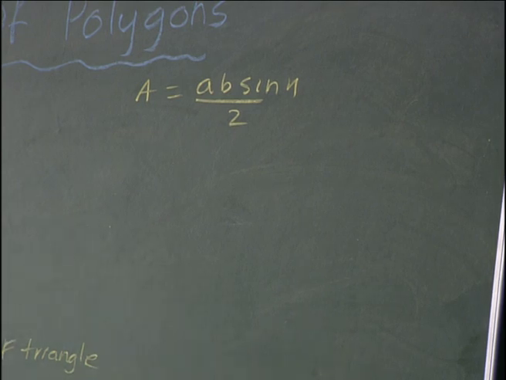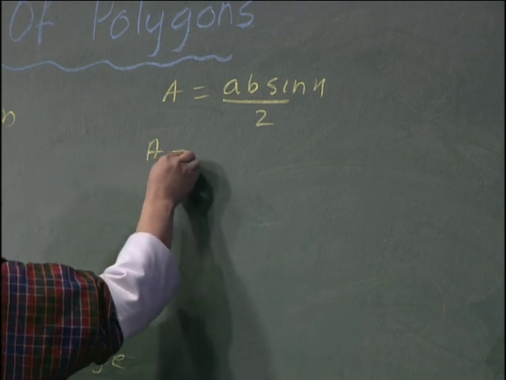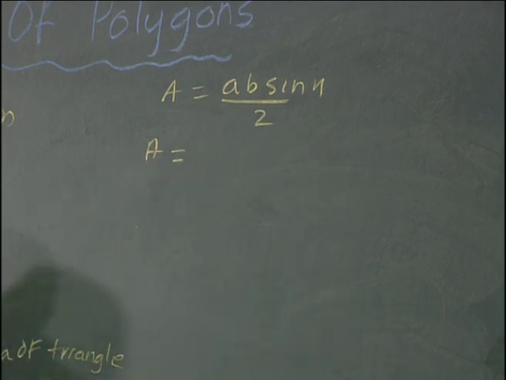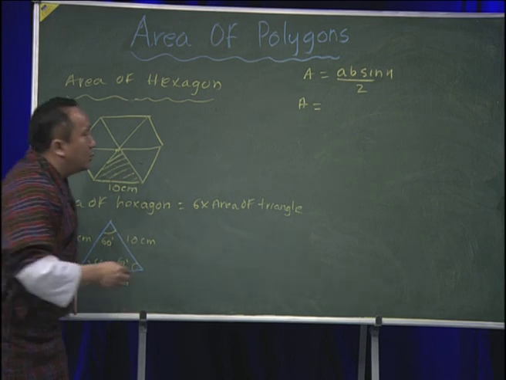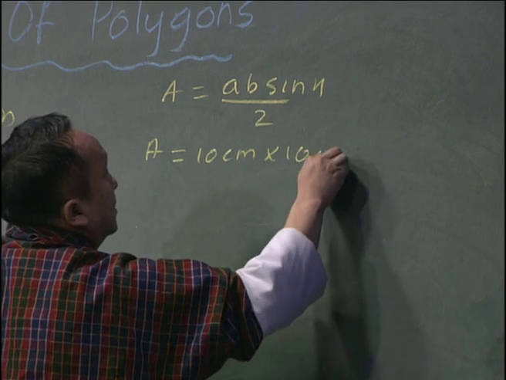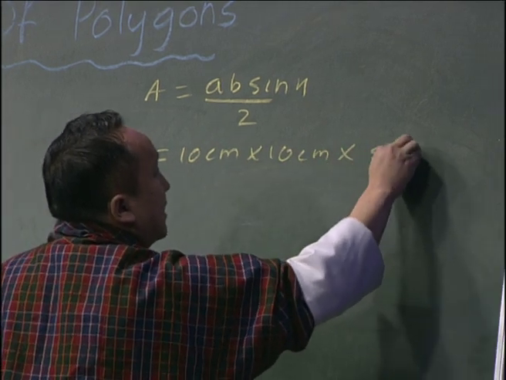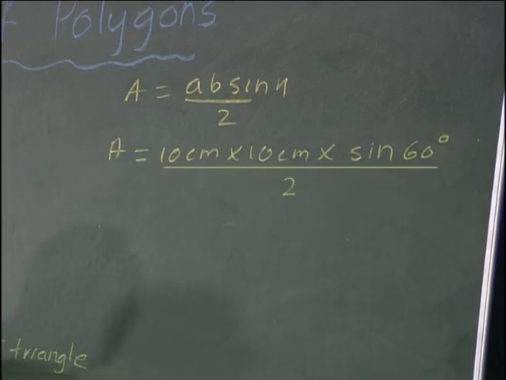Divided by 2, because we have the angle, we have the side. So now the area of one of the triangles is, what is A? A is the shorter side. In this case, since the triangles are equivalent, both the sides are the same. So we have 10 centimeter times 10 centimeter times sine, what is the angle? Angle x is 60 degree, divided by 2.